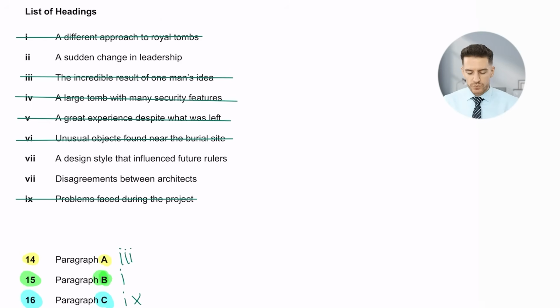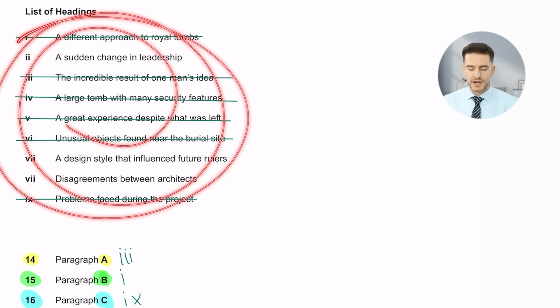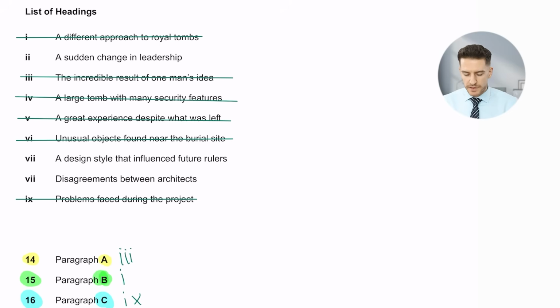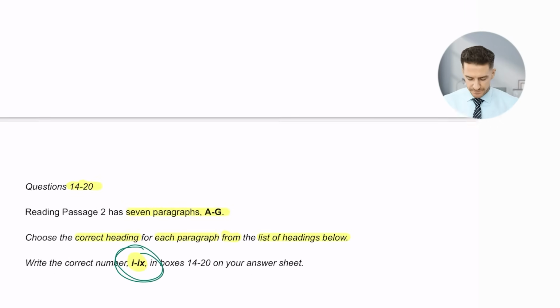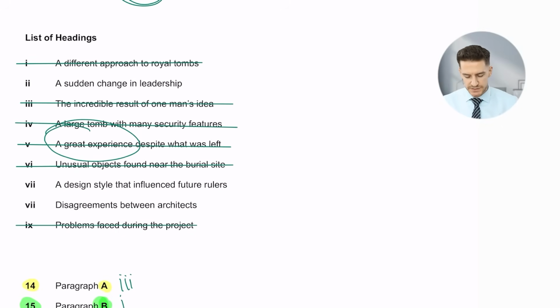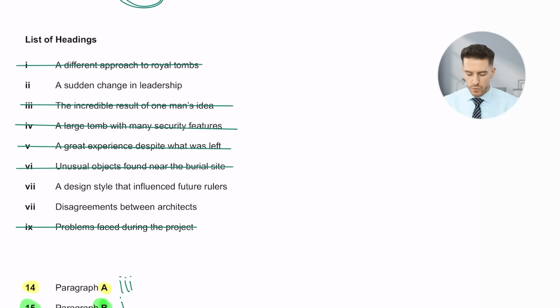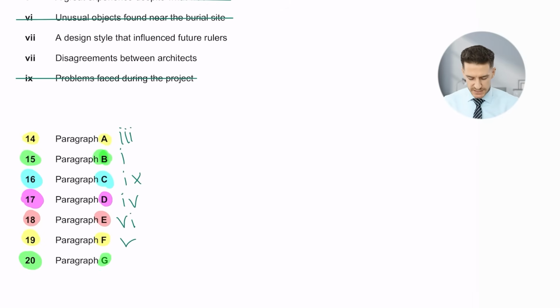And another thing to mention is that when you look at all of these headings here, a lot of different times, sometimes you will remember them. And because you remember them, you might actually know what the answer is when you're looking at the paragraph. So when I was looking at this paragraph and I saw this amaze the archaeologists, I actually thought about this one here. A great experience despite what was left. And that's one reason why you should go through every heading every time you're looking at a question, because it's going to put those headings into your head and you might actually know the answer while you're looking at the paragraph. Now we've got one more left, which is question number 20, paragraph G.